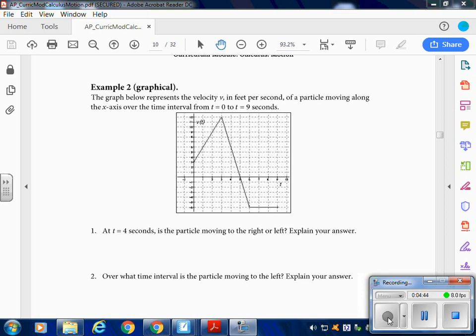Now, in the second question, it says over what time interval is the particle moving to the left? Well, we know the velocity is negative, which makes the particle move to the left. So all we have to do is see what two numbers that is happening on.